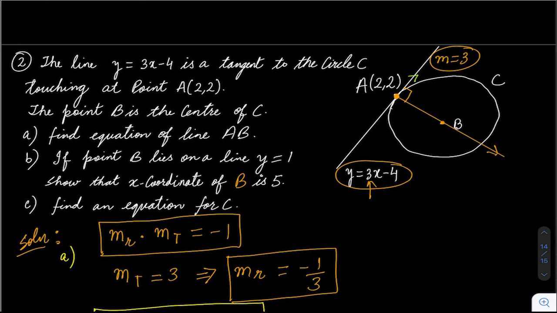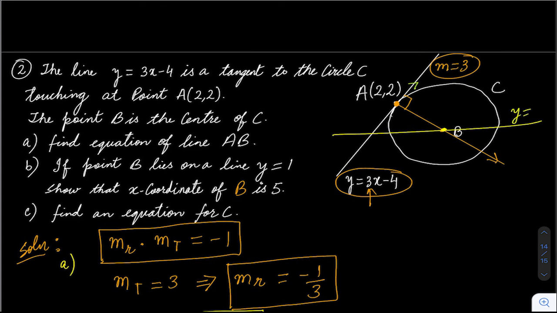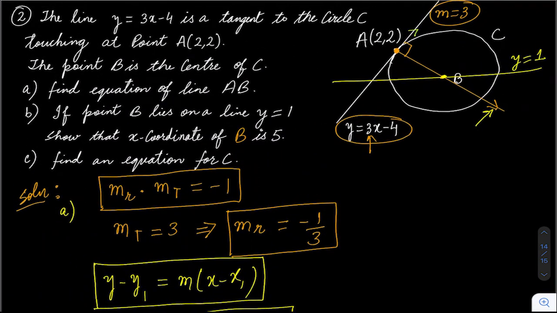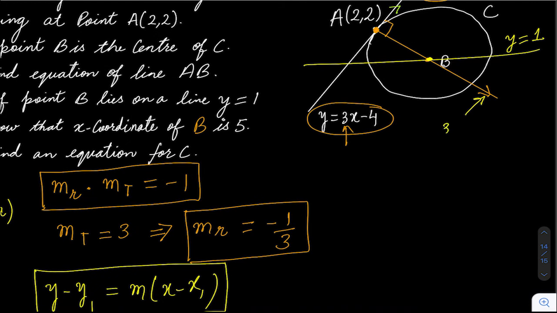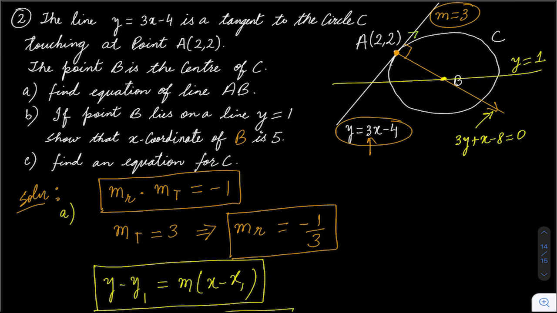Now the next question they are asking is: point B lies on the line y equals 1. So point B lies on this line, y equals 1, and you already know the equation of the AB line, that is 3y plus x minus 8 equals 0. So how do you find the point B? B is nothing but the point of intersection of these two lines. That's one way to say this.